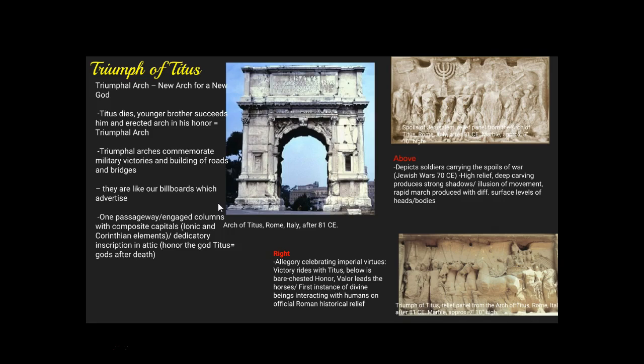Okay, so we also see triumphal arches start to emerge. This is the Triumph of Titus. It's a triumphal arch. Titus dies, so he was a ruler who dies, and his younger brother succeeds him, but in his honor, he erects this triumphal arch. The arch commemorates military victories and buildings of roads and different bridges, so lots of reliefs that occur. Here are 2 different reliefs that we see.